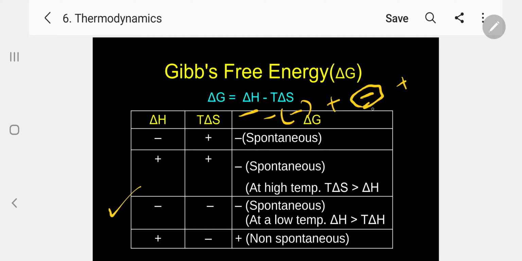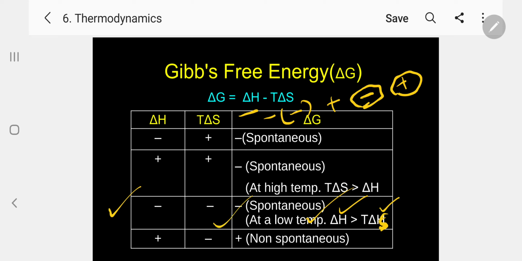When this is negative, T delta S should be smaller. When will it be smaller? At low temperature. That means the magnitude of delta H should be greater than T delta S. Please follow. This is the most important information.